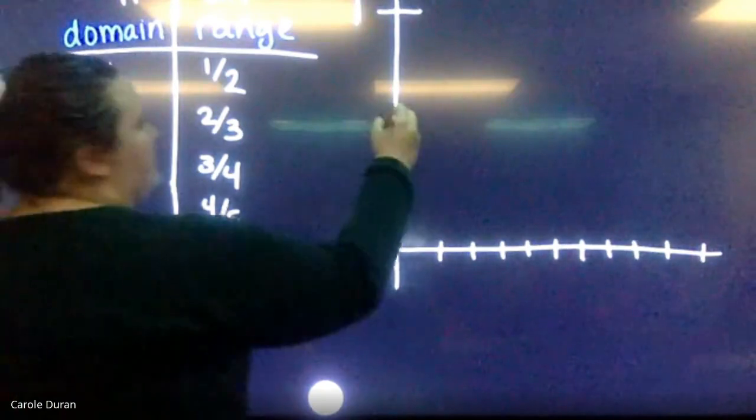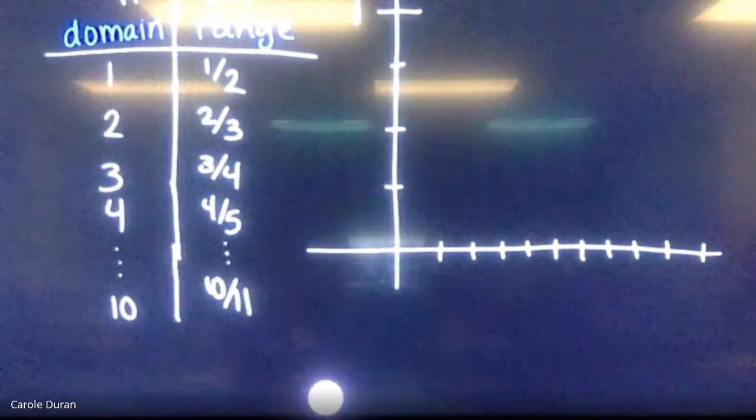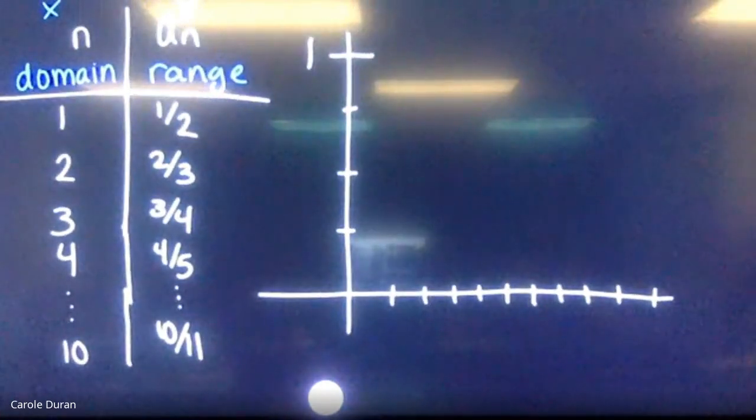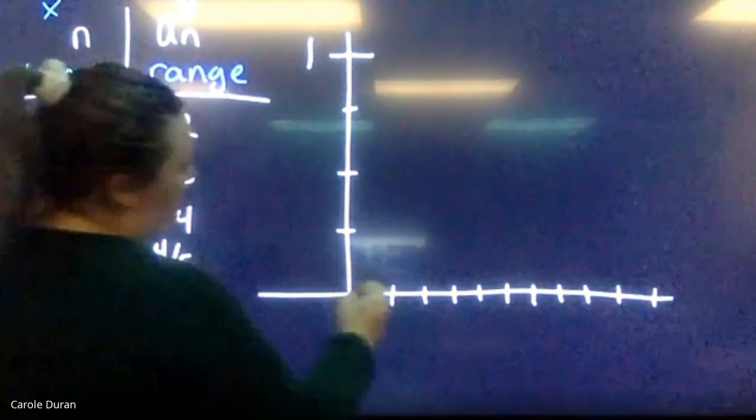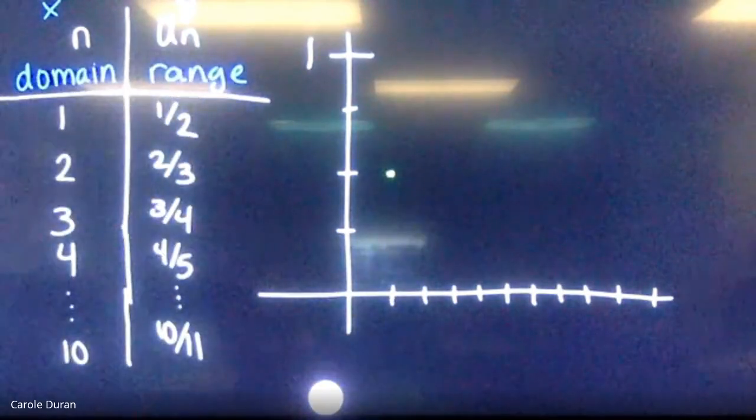Of course, you can split this up into halves and quarters if it makes it easier for you to approximate where these points go. And then we just start plotting them. So 1, 1/2 is my first point. So I'm going to go to x equals 1, and I'm going to go to y equals 1/2, and I'm going to put a dot.